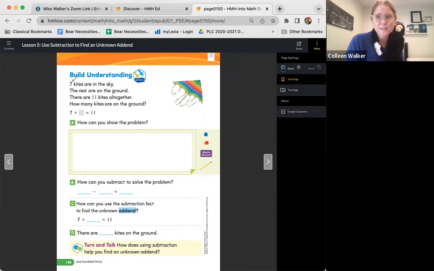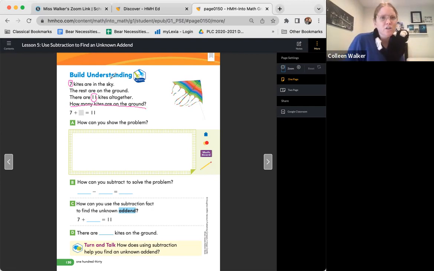So what do we do first? That's right. We circle the numbers. I love it. If you're circling your numbers already, you are doing an awesome job following directions. I'm circling 7 and I'm circling 11. And what's the next step? That's right, we're underlining the question. Awesome. And then friends, the last step is to box those keywords.